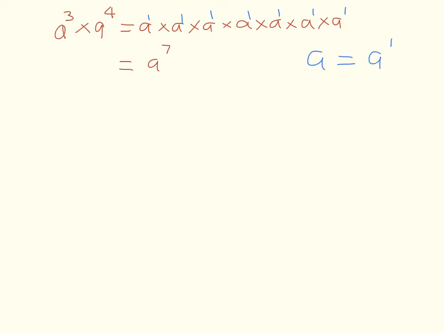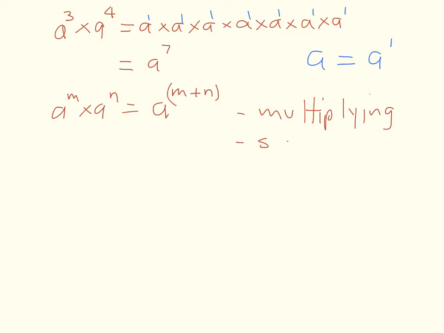So what that means is if I have common bases, the same base, if I have a to the power of m times a to the power of n, where m and n will just be numbers, that means I just add those powers. If I'm multiplying terms and they have the same base, I can just add those powers.